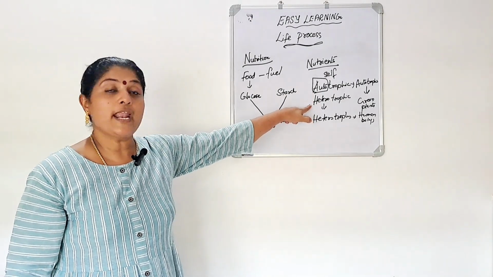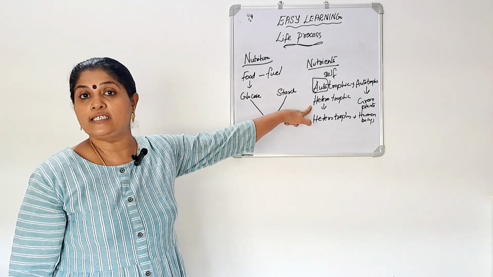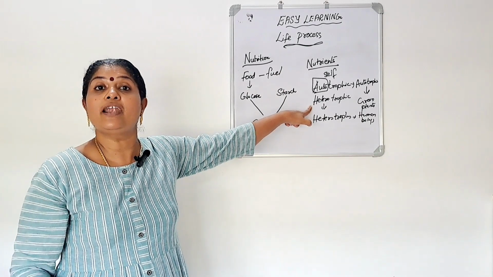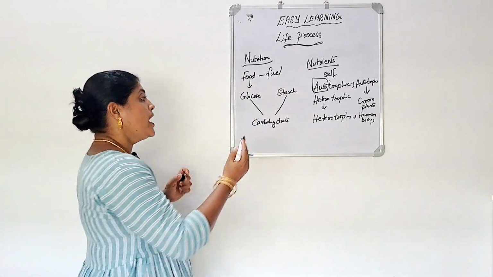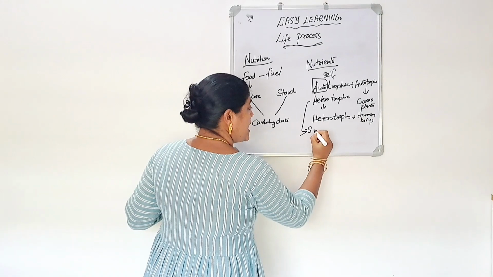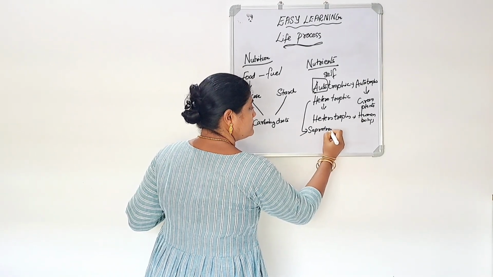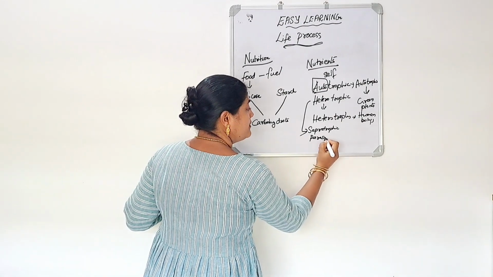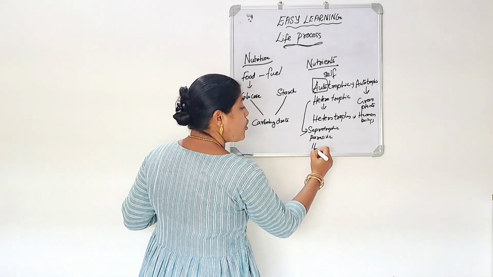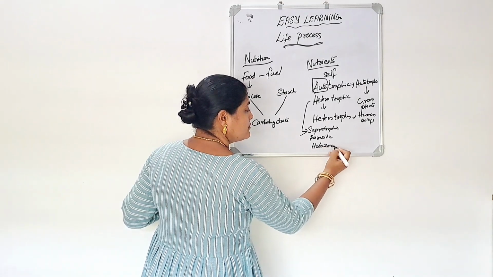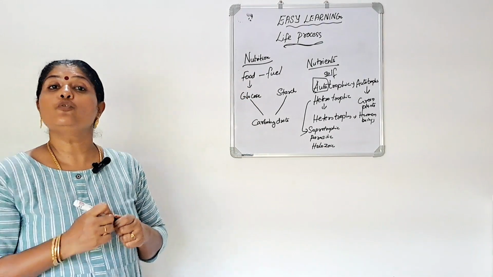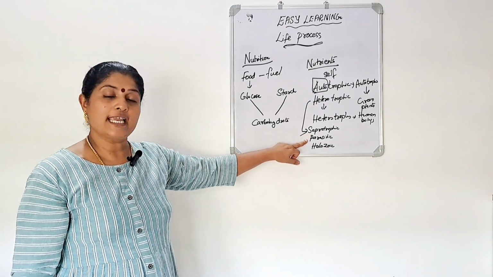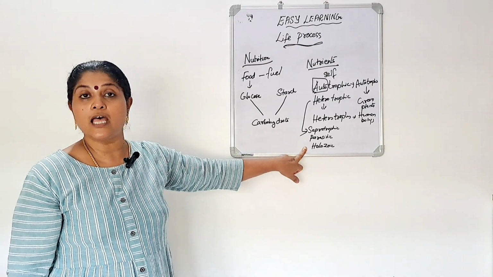Under heterotrophic mode of nutrition, there are three types. That is, the heterotrophic mode of nutrition is classified again into three. One is the saprotrophic mode of nutrition, second one is parasitic mode of nutrition, and third one is holozoic mode of nutrition.